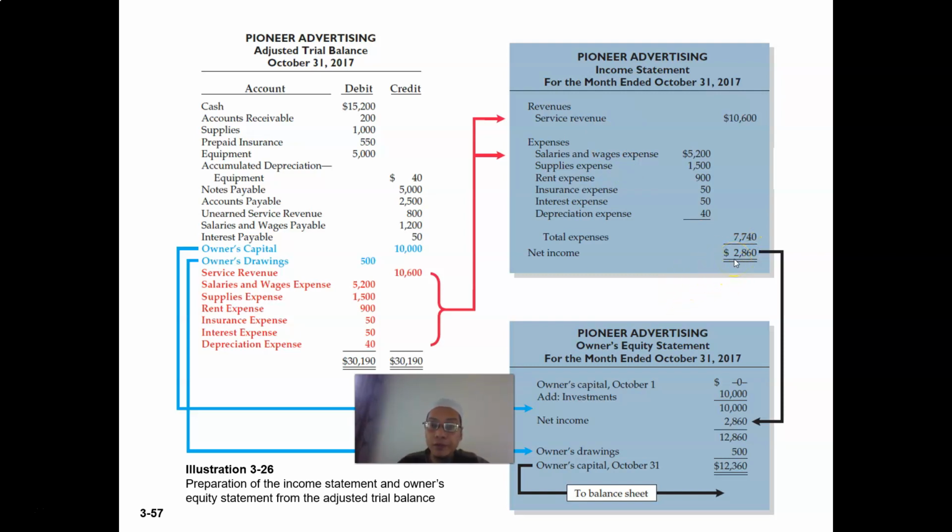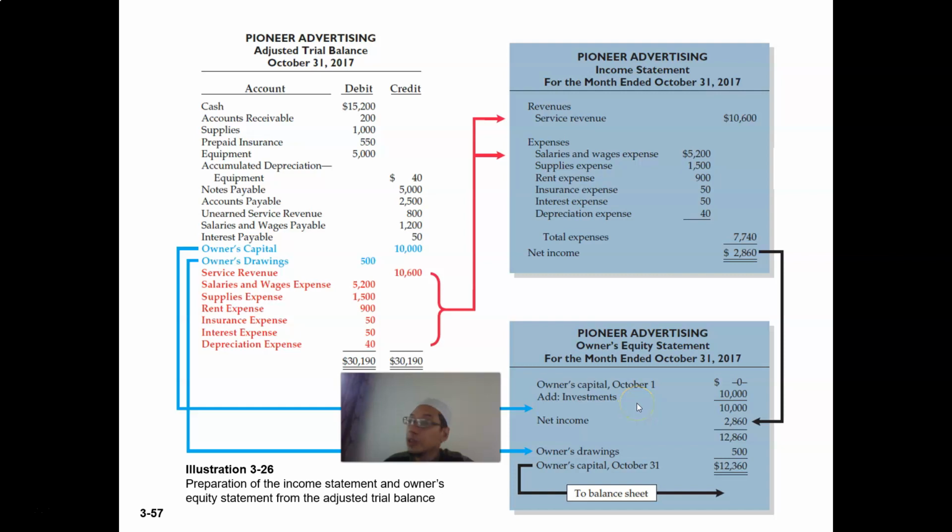And then the next report that we will produce is the owner's equity statement for the month ended October 31st, 2017. In this case, Pioneer Advertising has just started business in October. Therefore, the owner's capital is 0 on 1st of October, and then we add the investments 10,000, which is a movement from the previous owner's capital, which started off with being 0.